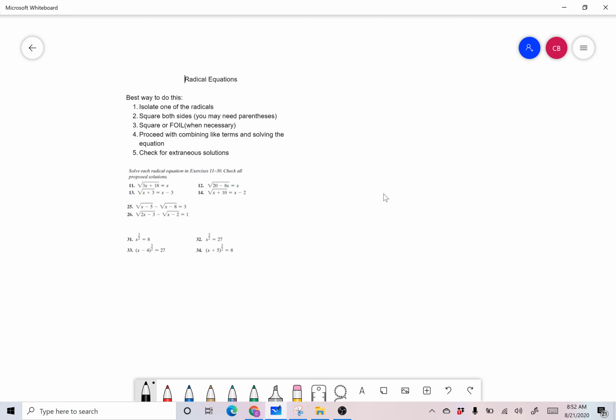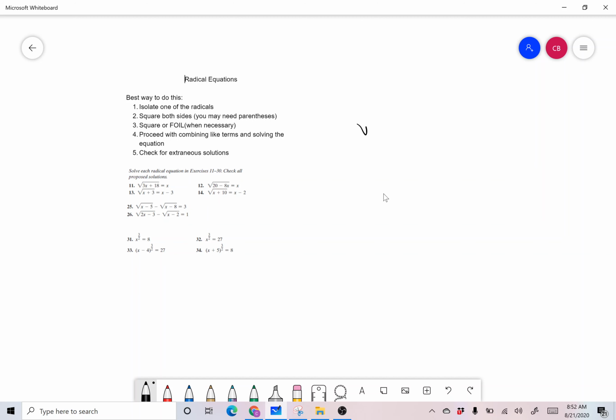So the first thing it says, the best way to do it is to isolate one of the radicals, square both sides. You may need parentheses, square, or FOIL if necessary, and then proceed like with combining like terms and solving equations. Then the last thing you have to do is check and make sure that it does in fact not have extraneous solutions, which are solutions that appear but do not actually work in the real world.